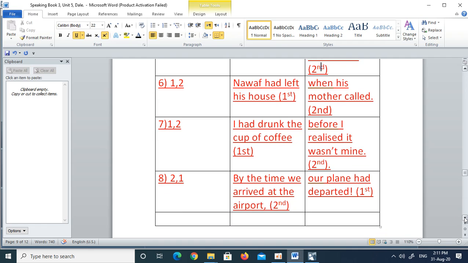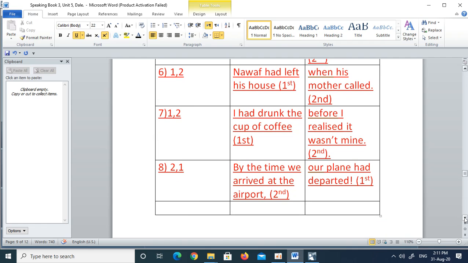Number 6, Nawaf had left his house when his mother called. Nawaf had already left, so that is the first action. And because it is the first action, it goes into the past perfect with had. And the second action is just the past simple, called, which is the past simple of the verb call.